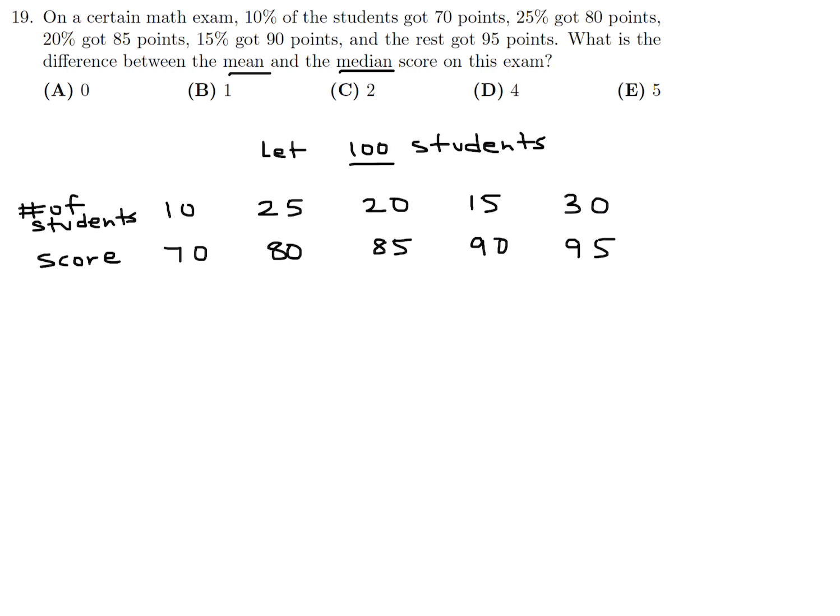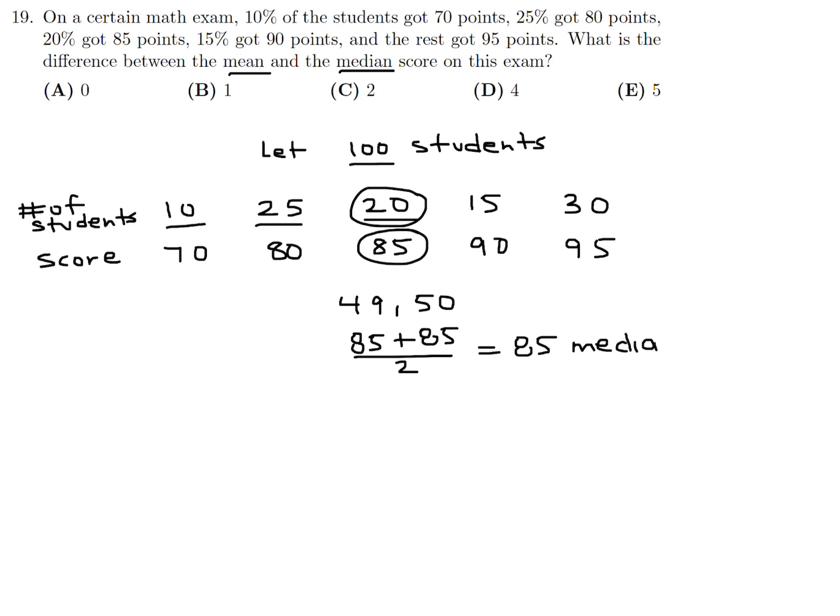So the median is, of course, the middle value. If there's 100 students, the middle would be between the 49th and the 50th. You'd have to take the average of those two. And let's see here. We've got 10 and 25, so that's 35, and then 20 is 55. So those all get 85 as a score. That means my median is 85.